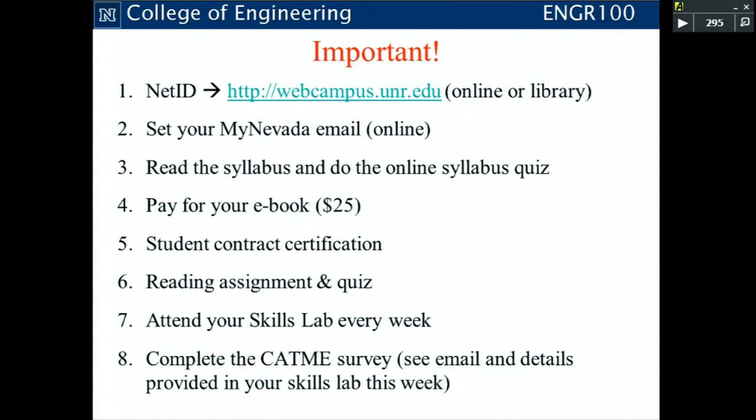All right? Right now, some obvious stuff like getting your email sorted out, but you have quizzes. You have an online syllabus quiz. You have a reading assignment and a quiz to go with that. You have your student contract electronic certification. You've got to get your electronic book paid for. That's about $25 for that.